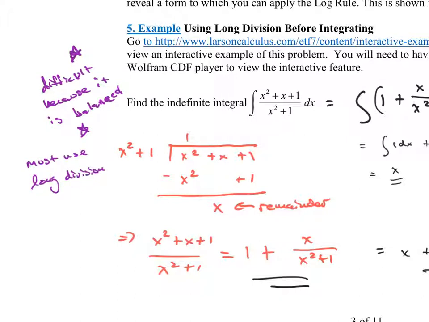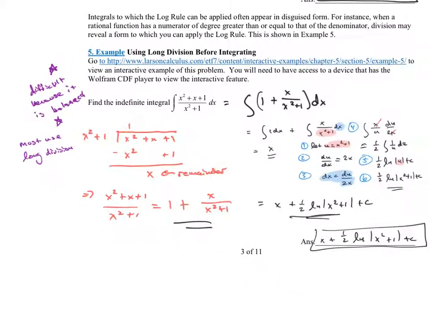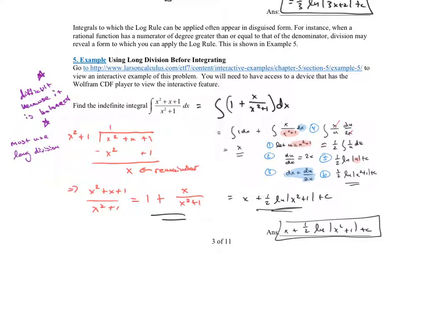I promise on the test, if it does happen, that it's not going to be a crazy long division. It's not going to be 14 steps of long division to figure this out. It'll only be 1 or 2 steps to figure it out, just like it was in this problem. So again, we knew this problem was a little more difficult because it was balanced. We tackled it by using long division.